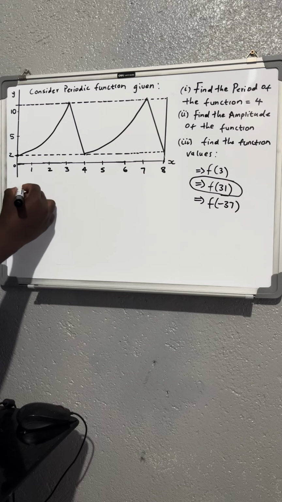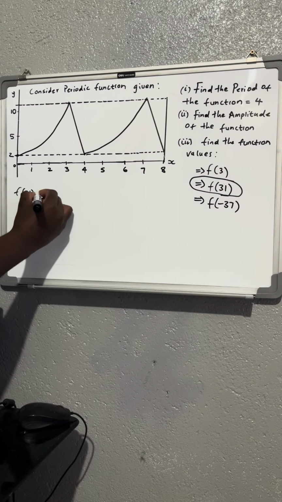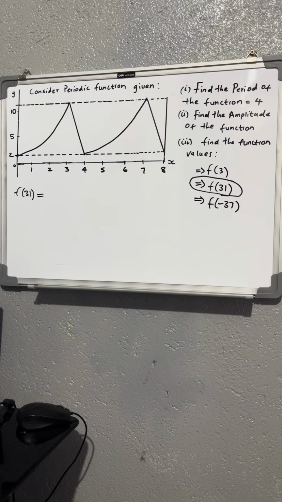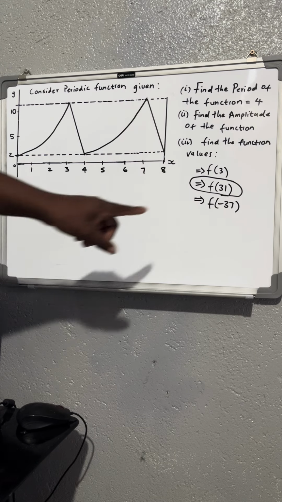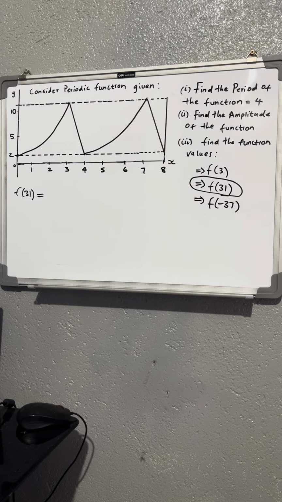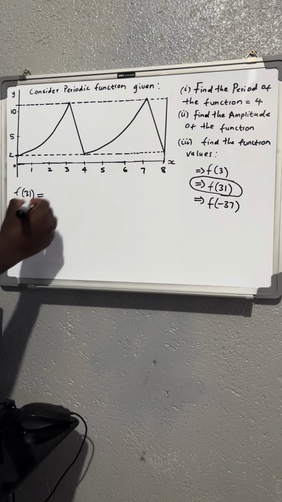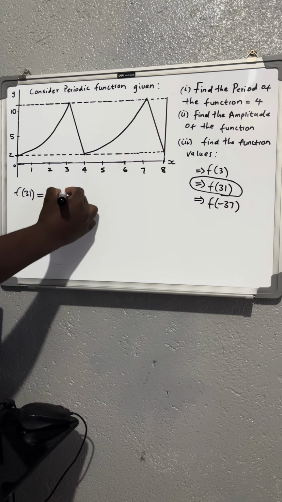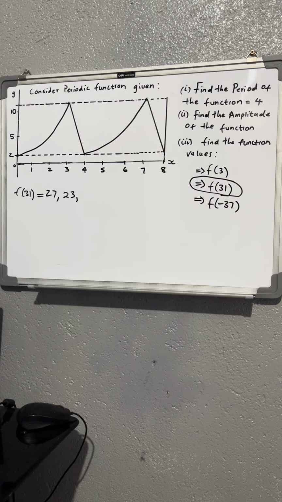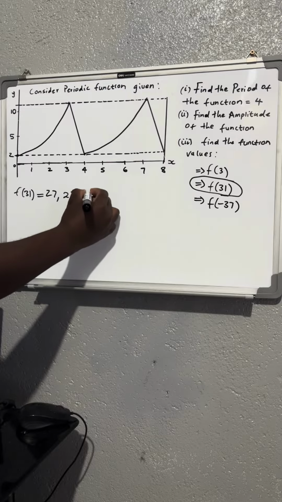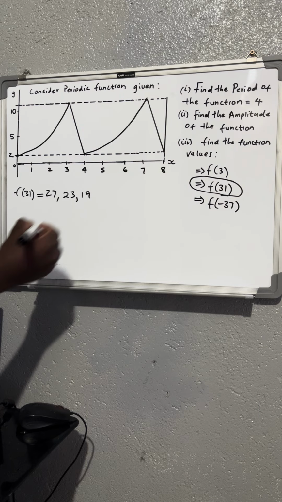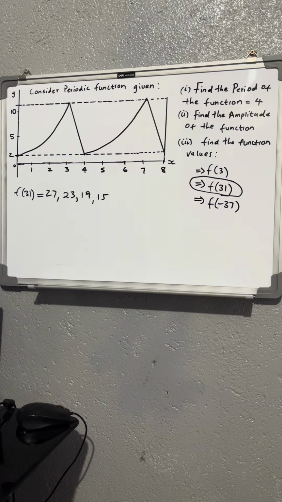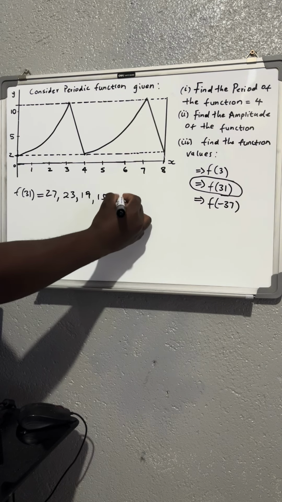Let's say we have f of 31 and we're trying to work this out. We can reduce the period from this number. What was our period? We agreed that it's 4. So 31 minus 4, you get 27. Then 27 minus 4 gives 23. Then 23 minus 4, you get 19. Then 19 minus 4, you get 15. 15 minus 4, then you get 11.